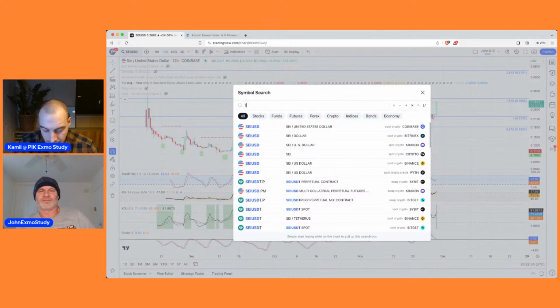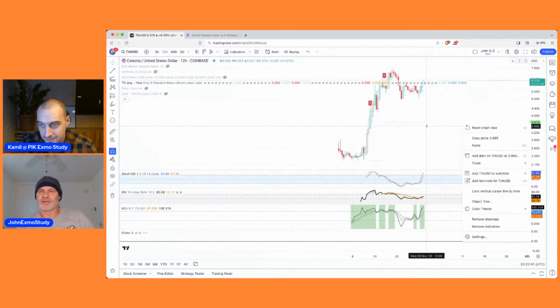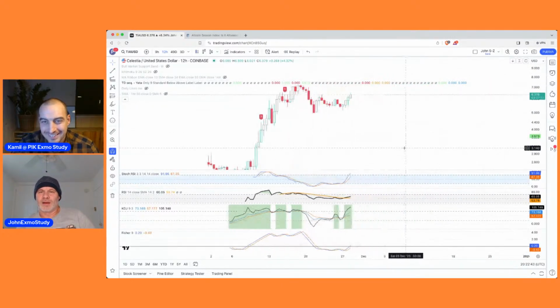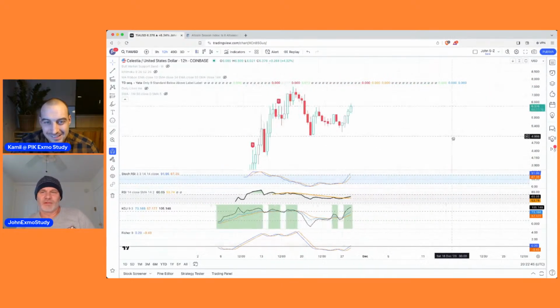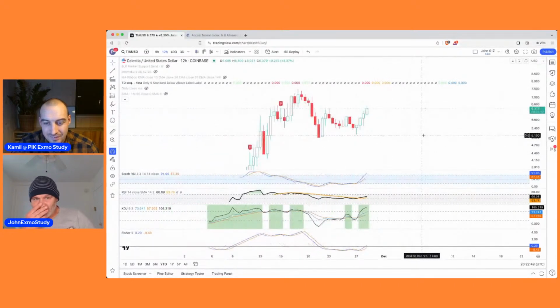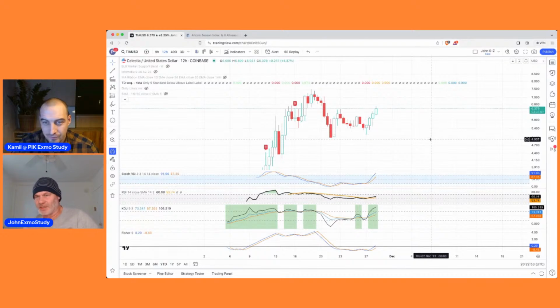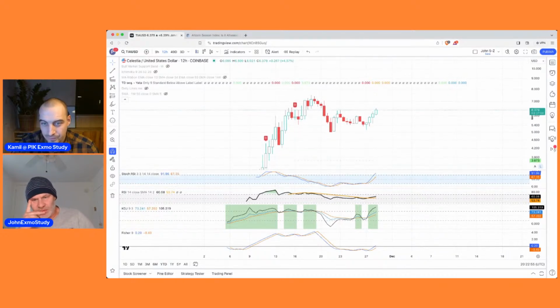I was looking at TIA. TIA is very unique right now. It's rejecting right where I anticipated it would keep rejecting. If we don't get over the 650 to 670 range, I still anticipate it to keep coming down.